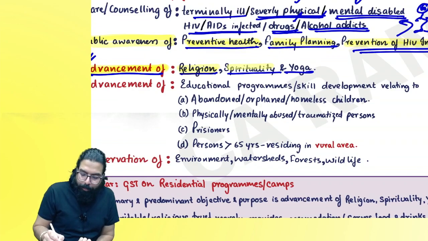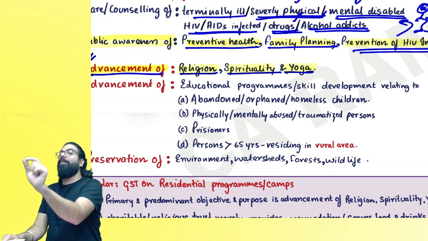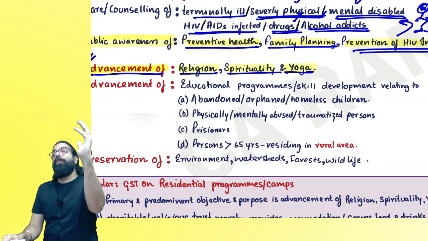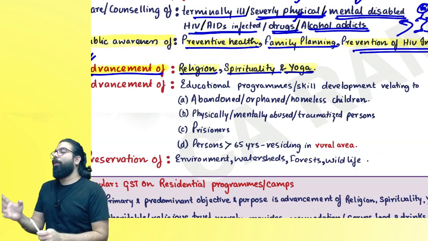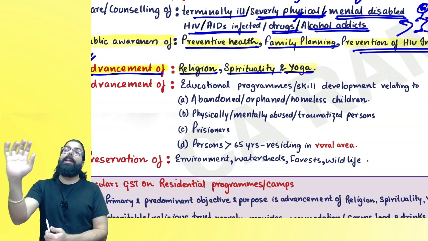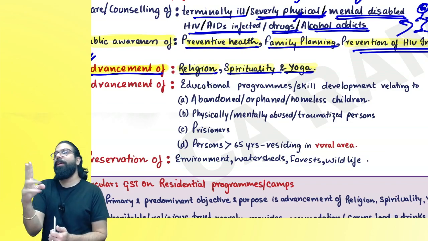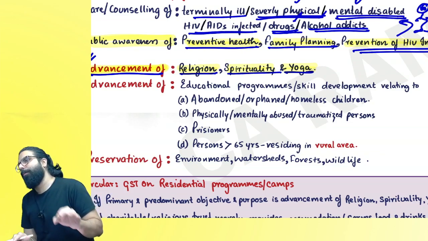Advancement of religion, spirituality and yoga. Then, sir, a charitable institution doing charitable activity, which is what, everyone? Advancement of religion, spirituality and yoga. Then, sir, you started teaching yoga. You are doing what? Advancement of yoga. Then the government is going ahead and telling you that you are doing a charity. First of all, you have to be a charitable institution. Then you are going ahead and doing charitable activity, then it shall be exempted from GST.